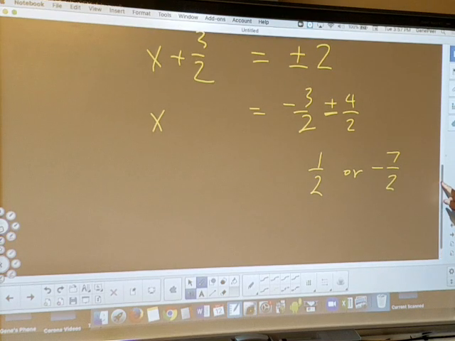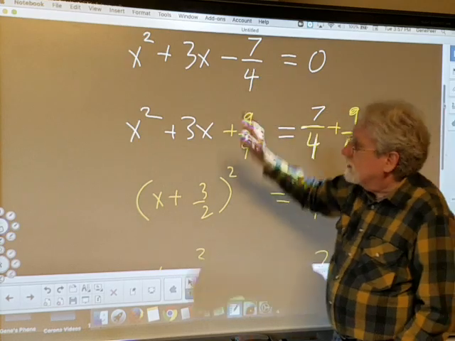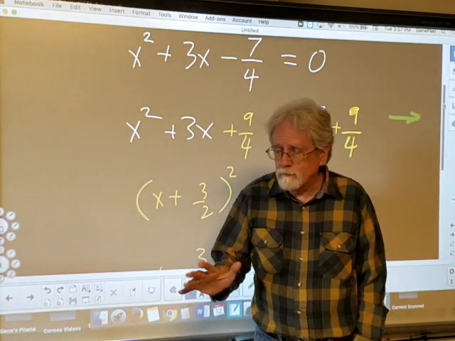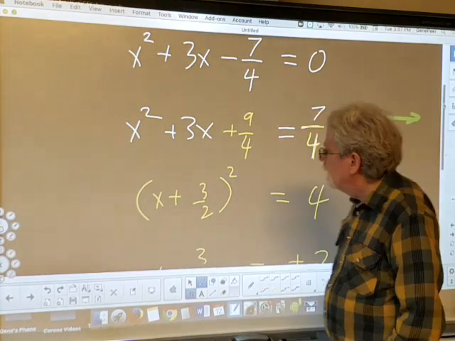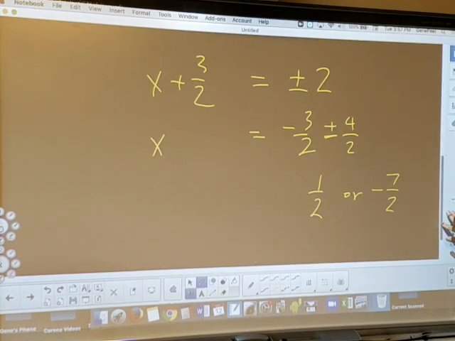You could plug in those two fractions back into the original equation. They would work. I'm tempted to do it now, but I'm afraid you'll just click stop on the video and quit. But yeah, it's not a hard thing to do. So we're done. 1/2 and -7/2.